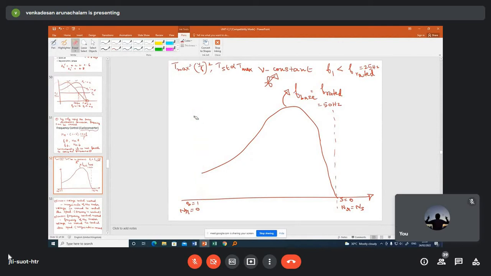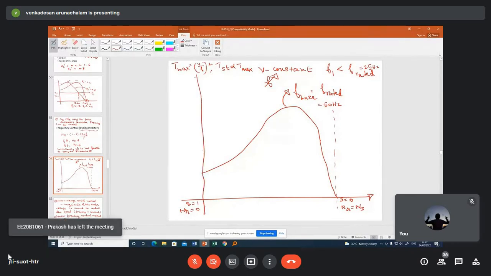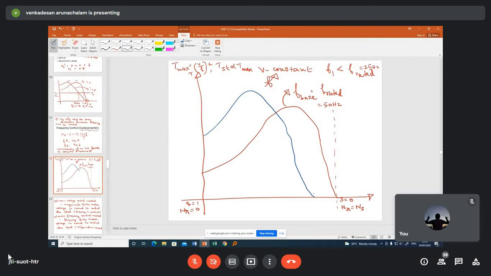So, excuse me for the diagram. This is the torque. So if you draw, okay, the frequency is decreased, maximum torque will increase. The starting torque is directly proportional to maximum torque.